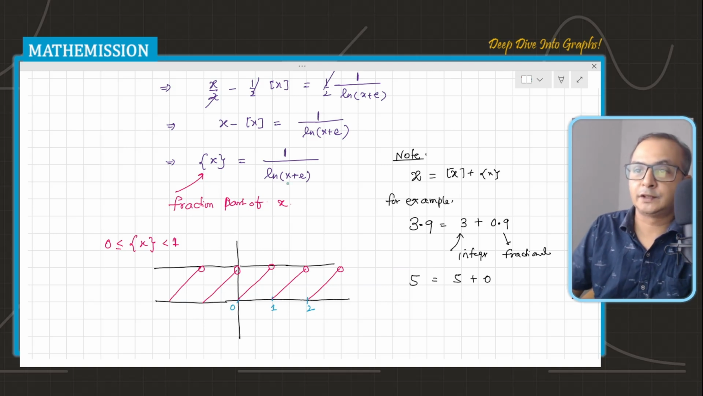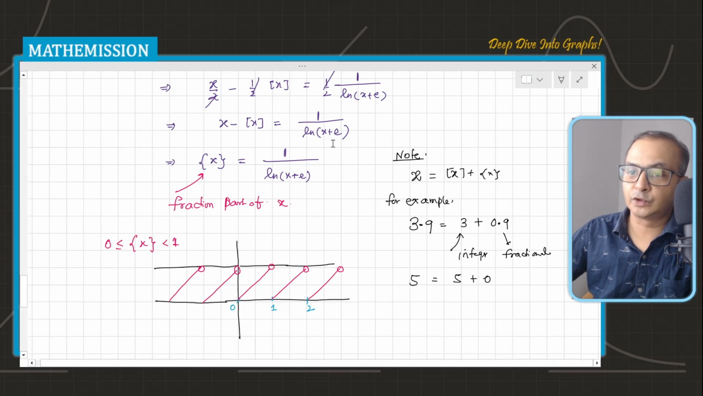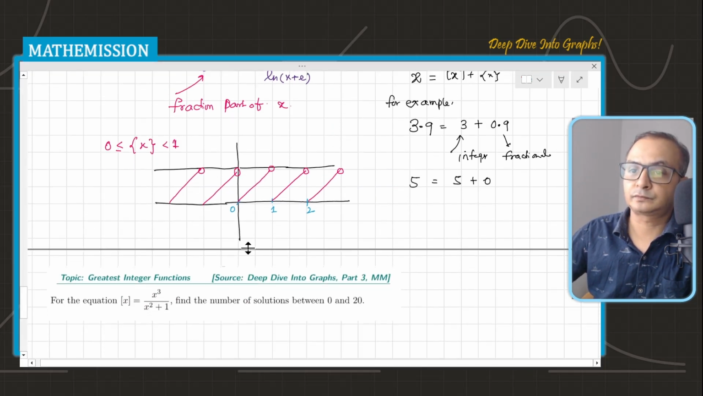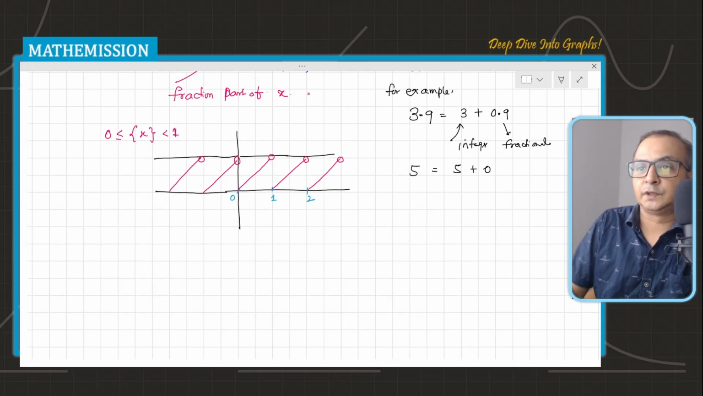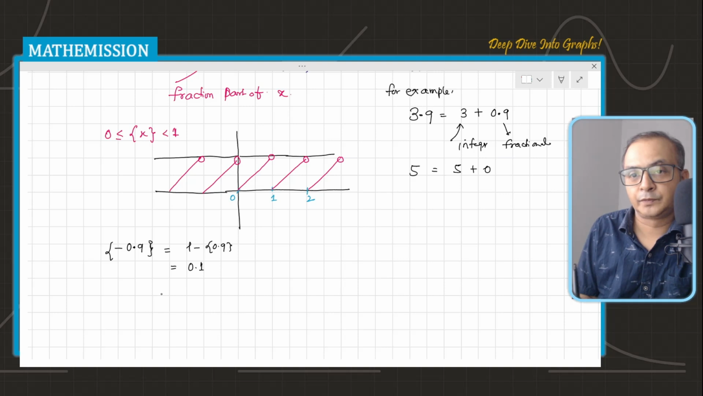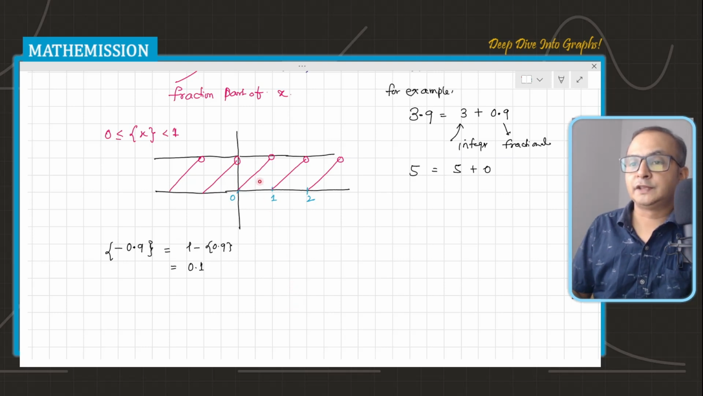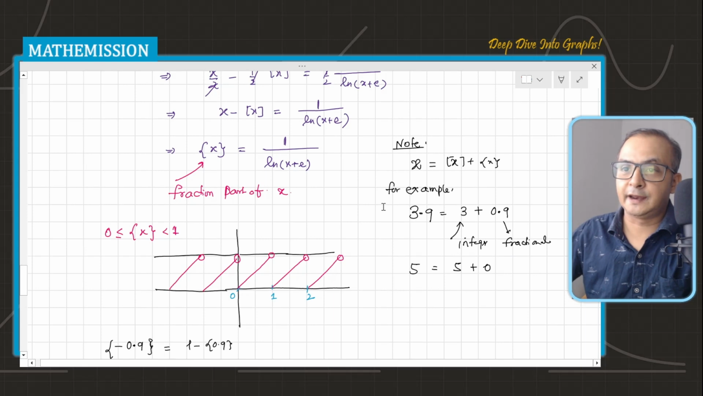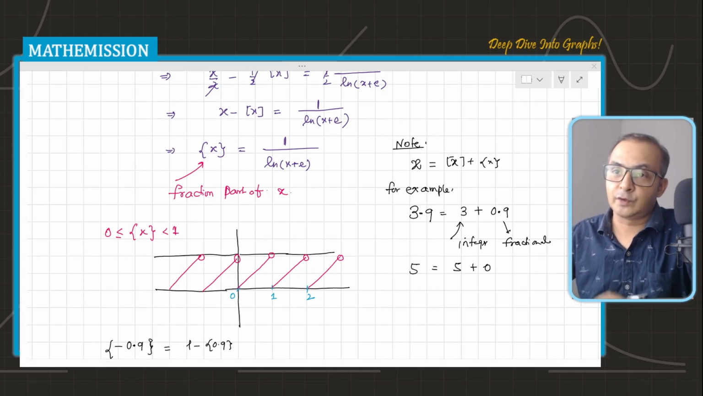All right, here you can notice one important thing. When you take any negative value, suppose you want to find out the fraction part of minus 0.9, it will give you 1 minus 0.9, so that will give you 0.1. And similarly, for minus 0.1, we get the height 0.9, and so on. So this is the definition and the graph of the fraction part of x, and I need to solve this equation in the light of it.